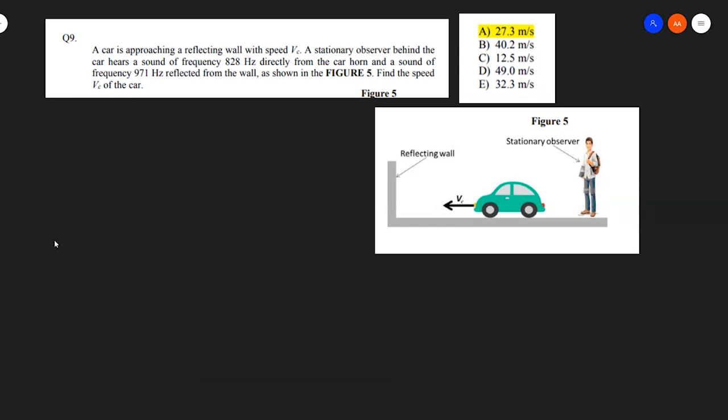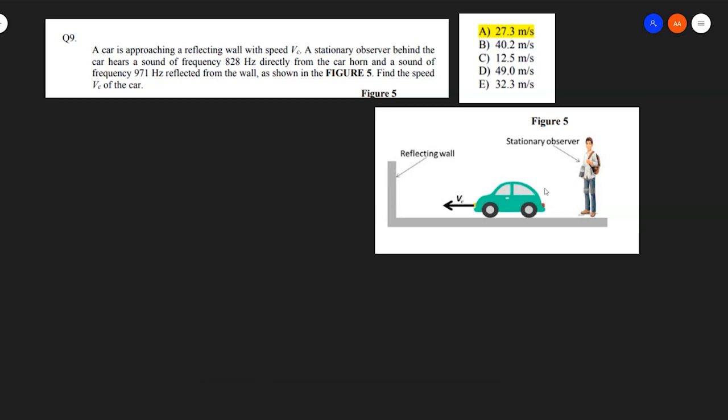So here in this chapter, it's about what we call the Doppler effect. We have a car which is approaching a reflecting wall with a speed v car, here vc. The stationary observer behind the car hears a sound of frequency 828 hertz directly from the car horn, and a sound of frequency 971 hertz reflected from the wall.